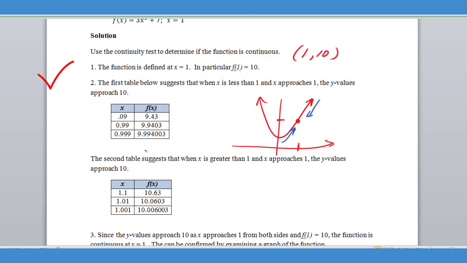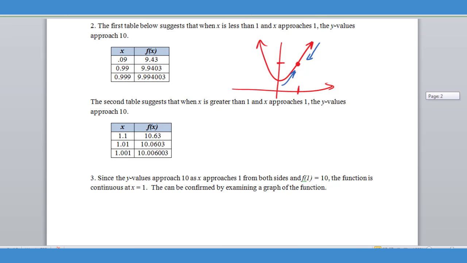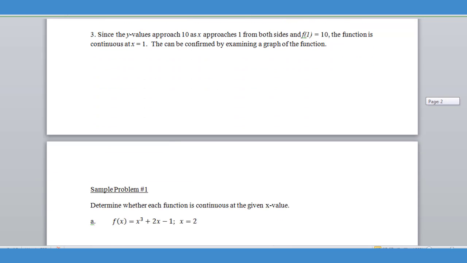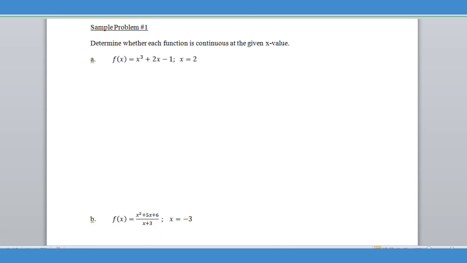Last but not least, the third test is that the y value the function approaches from each side is f of c. It is approaching 10, the same value from both sides, which is our second test. The third test is whether it is approaching 10 specifically. And it is. So we can say that this graph is continuous at x equals 1. That's a good example. For the next video, we're going to come back and look at sample problem number 1. So go ahead and take some time to work that, and then come back and watch the next video to see if you got it right.